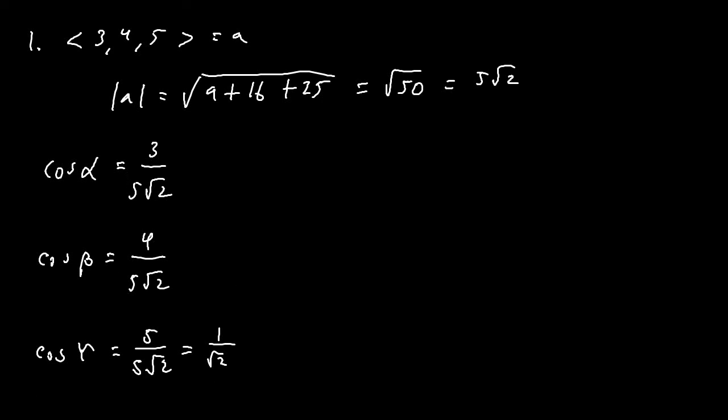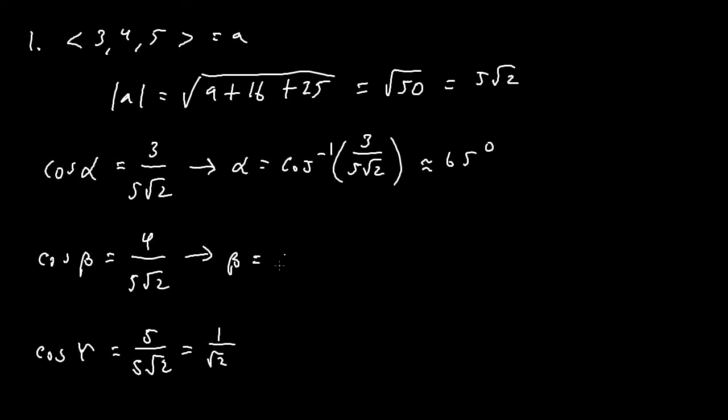Now in order to find the direction angles, we go ahead and isolate each angle. So in order to isolate alpha, we'll just take the inverse cosine of both sides. So alpha is going to equal the inverse cosine of 3 over 5 times the square root of 2, and in degrees, that should give you around 65 degrees. Now in order to find beta, we isolate it the same way: inverse cosine of 4 over 5 times the square root of 2. And that should give you around 56 degrees.